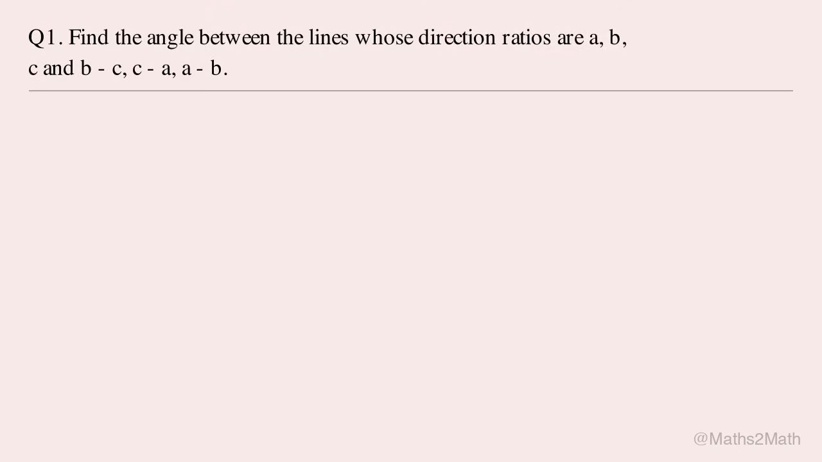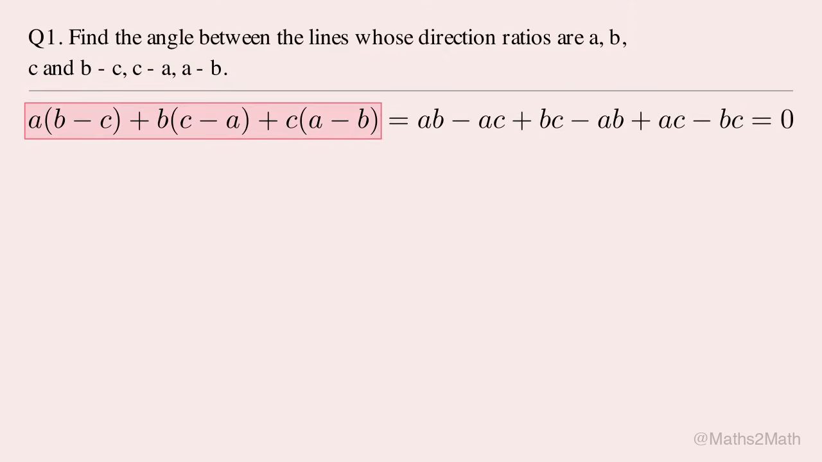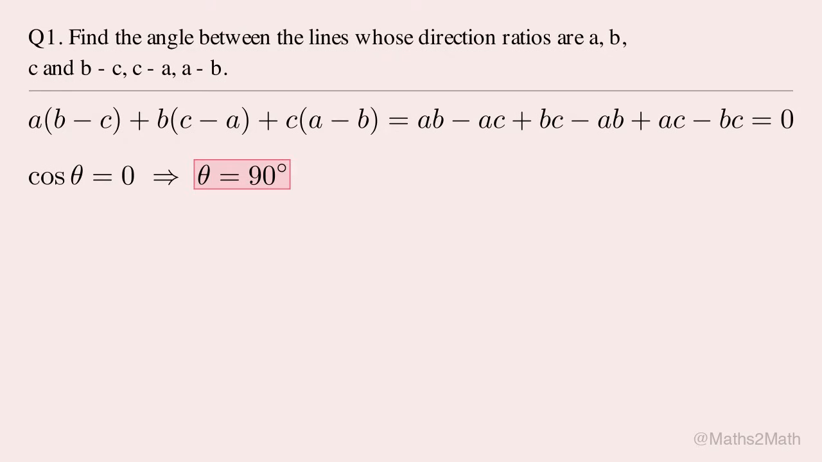Question 1 of the Chapter 11 Miscellaneous. Symbolic direction ratios. Compute the dot and watch it collapse. The dot is a times (b minus c), plus b times (c minus a), plus c times (a minus b). Every product appears once with each sign, so the whole thing is 0. A 0 dot product means the lines are at 90 degrees.